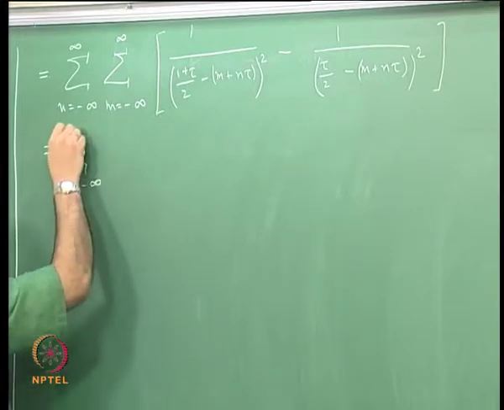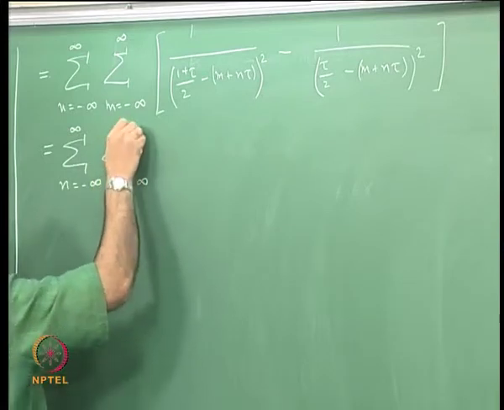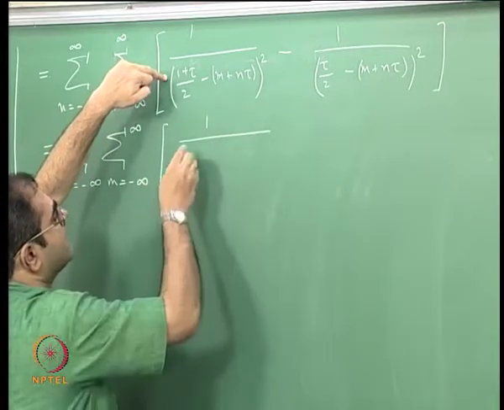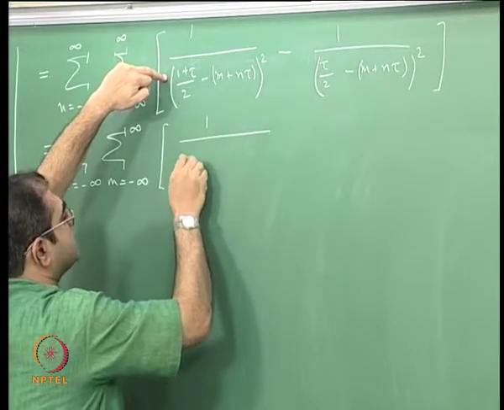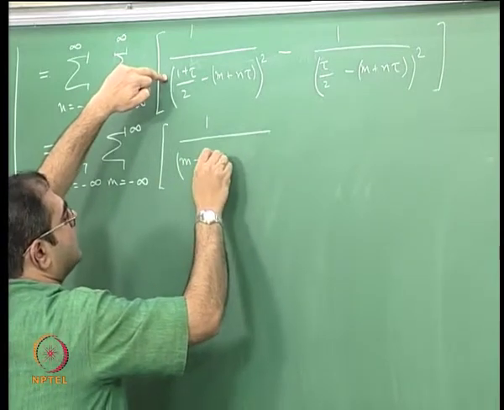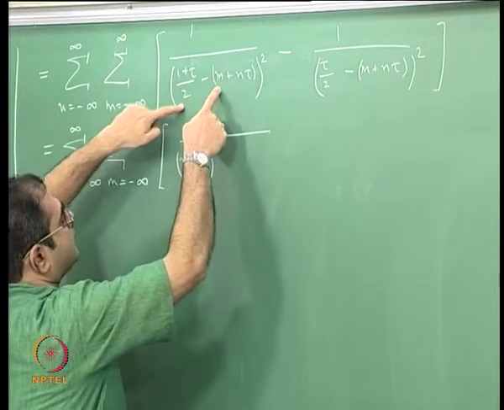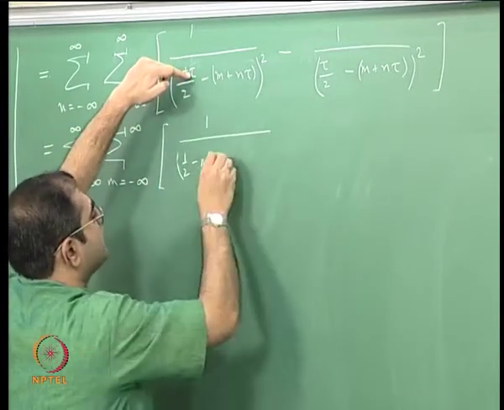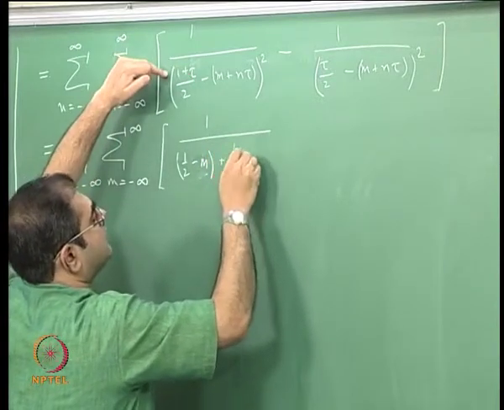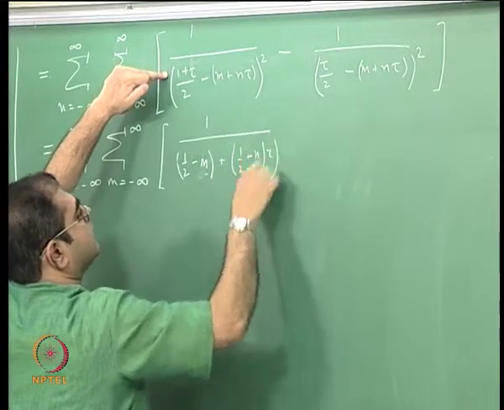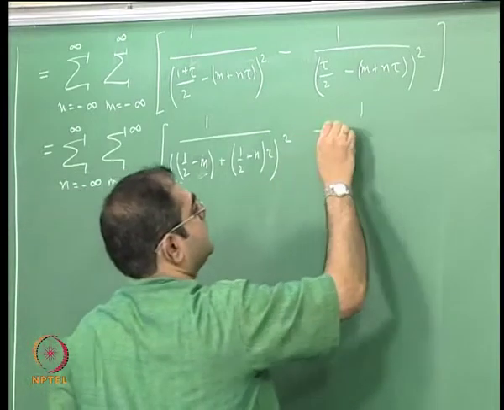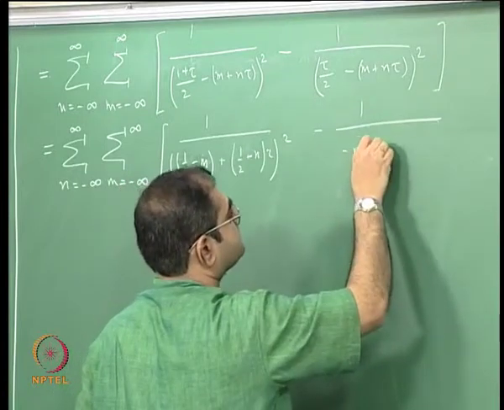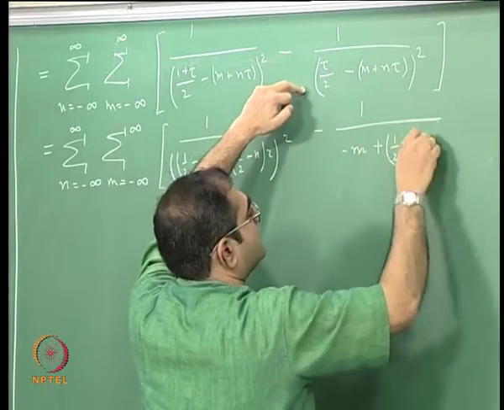So this becomes summation n equal to minus infinity to infinity, summation m equal to minus infinity to infinity of, so I end up with half, so I will get half minus m. Let me write it first as it is: half minus m is the real part, and the coefficient of tau is going to be half minus n, into tau the whole squared, minus the other term, which is going to be m plus, well, half minus n into tau the whole squared.